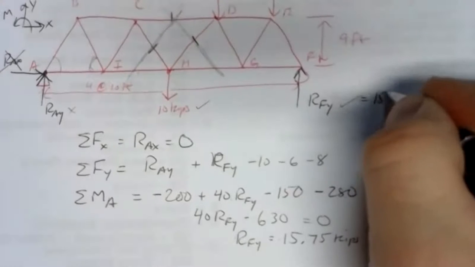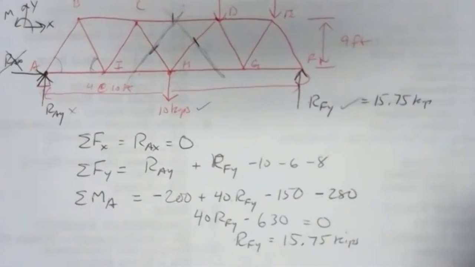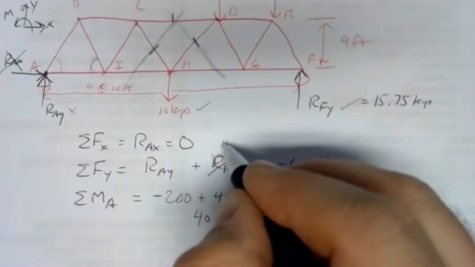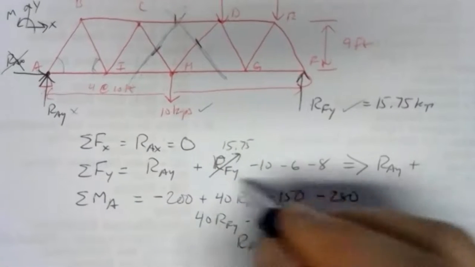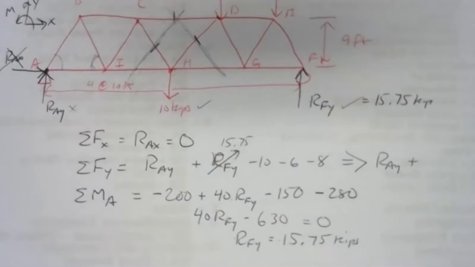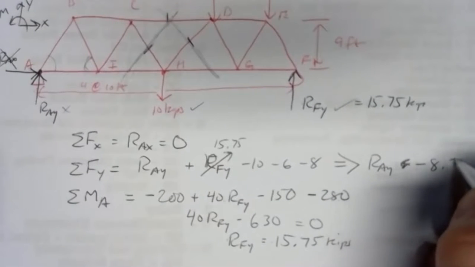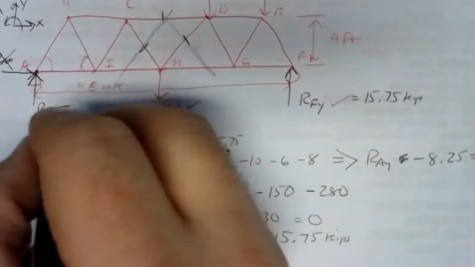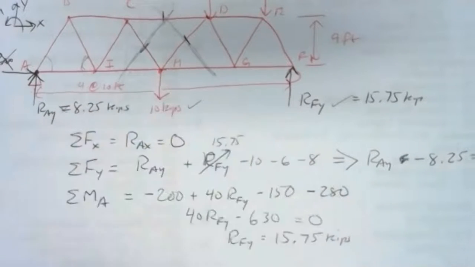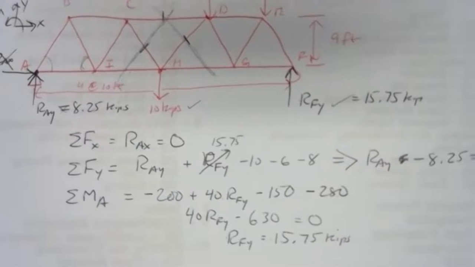So RFY, 15.75 kips. And now we can go to our y direction equation and replace RFY with 15.75. So RAY plus whatever this number comes out to be has to be 0. Well, 15.75 minus 10 minus 6 minus 8 is negative 8.25. So RAY is 8.25 kips. So those are our reactions. They look pretty reasonable. The sizes are reasonable. The distribution looks good. So we have a chance of being right.